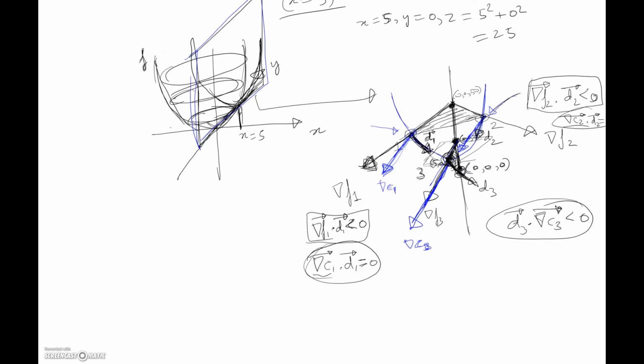So that's the intuition for why Lagrange multipliers work and why we want del f to be a linear scale of del c. We want these two vectors to be parallel.